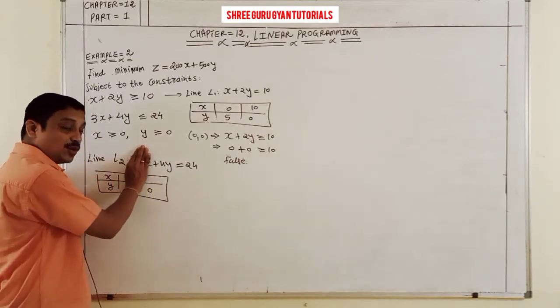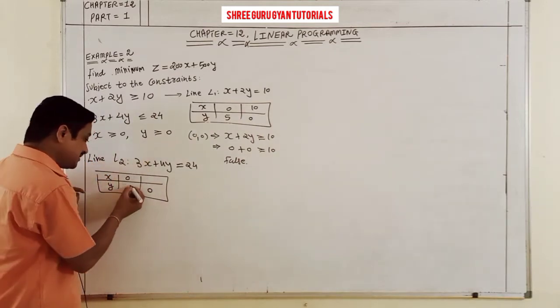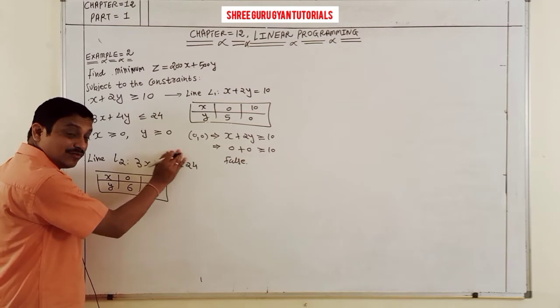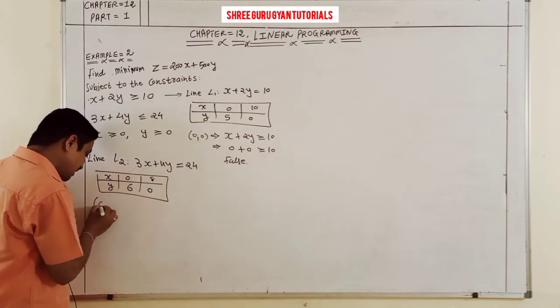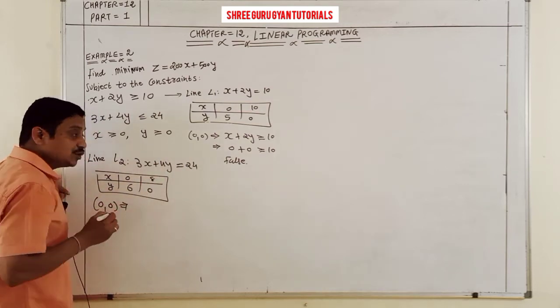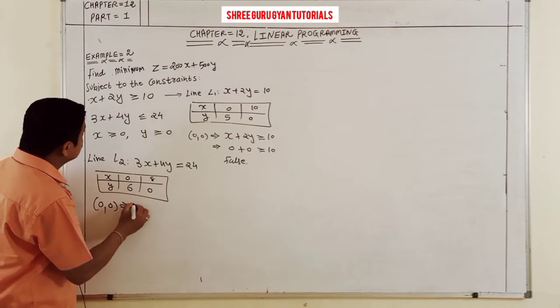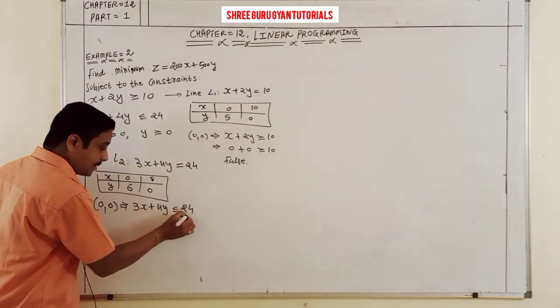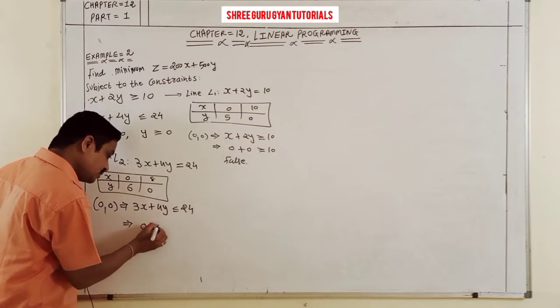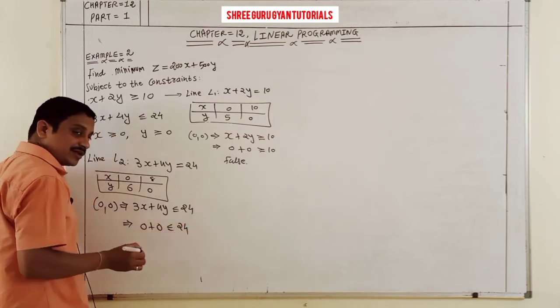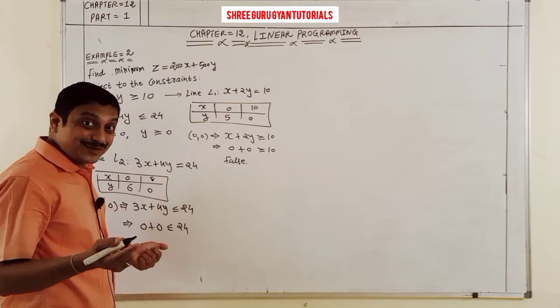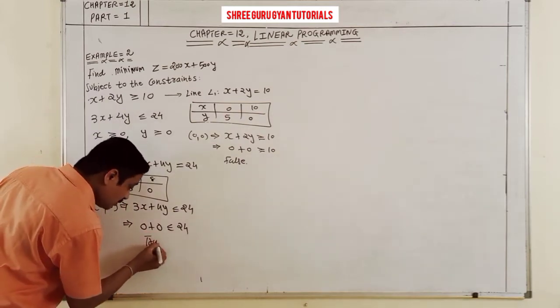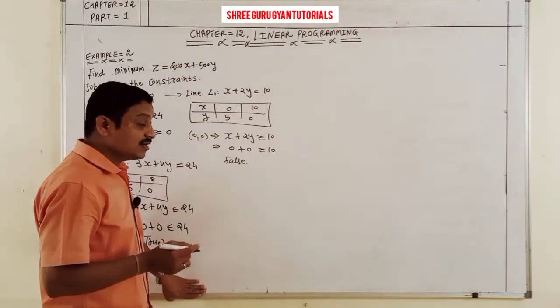If x is 0, then 24 by 4 is 6, but if y is 0, then 24 by 3 is 8. And here checking 0 for 3x plus 4y less than or equal to 24, so 0 plus 0 less than 24. Surely 0 less than or equal to 24 is true, which means my graph is towards the origin.